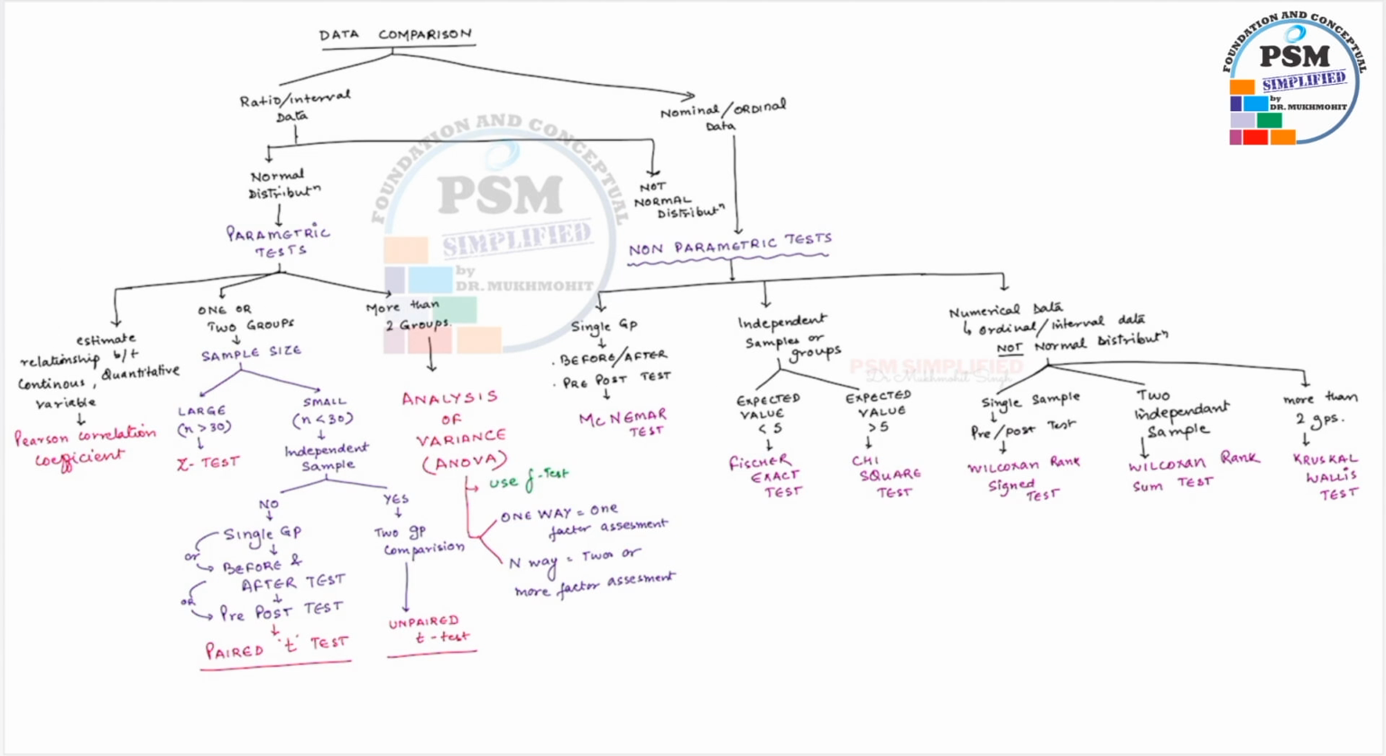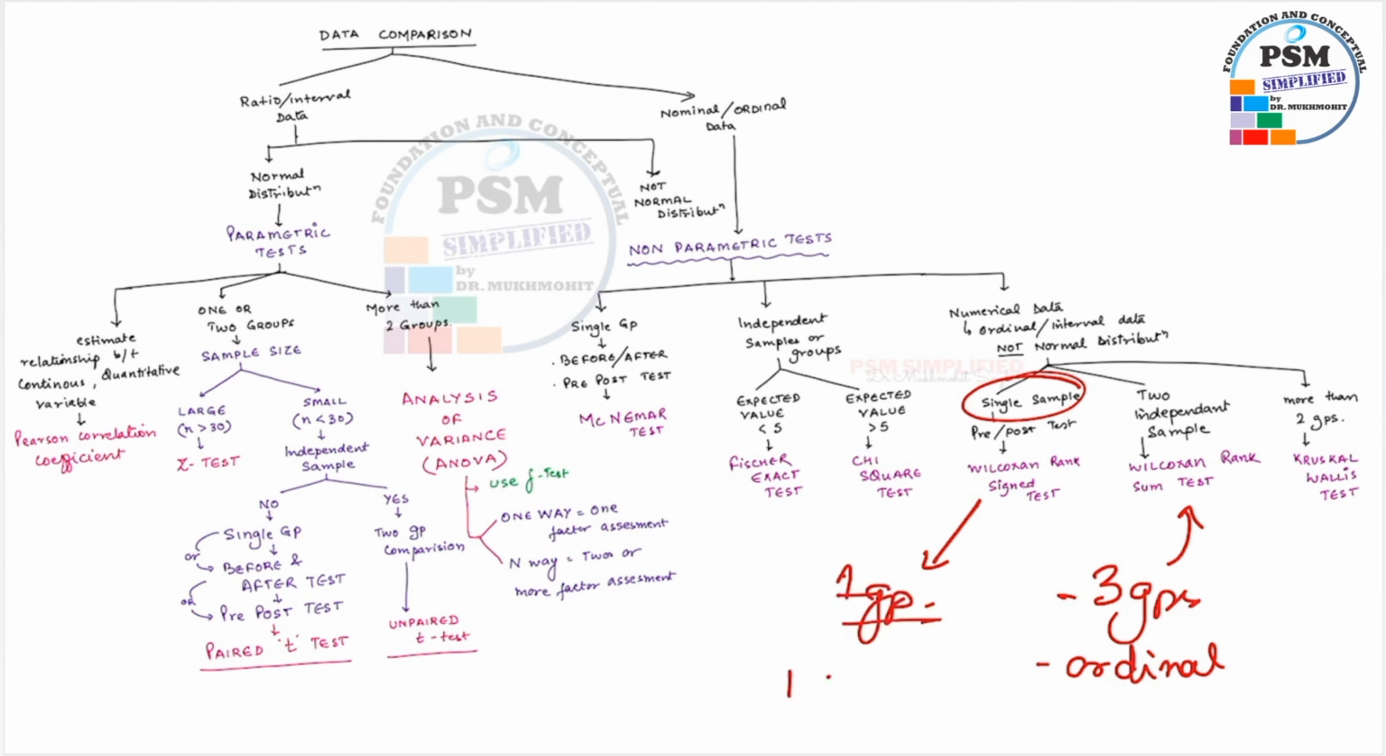So if the examiner is giving you three groups which are ordinal data, what test of significance? You will use a sum test. But the examiner is giving you, for example, a single sample, one group, and there were 3 times testing in this. So 3 times or 4 times testing. Then what is the test of significance you are using? We are using Wilcoxon rank sign test.